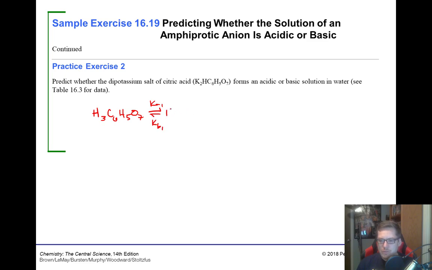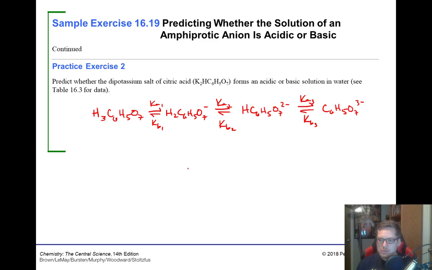And so this would form H2C6H5O7 minus. And then when it loses its second one, it'd be Ka2, and in the reverse direction, it'd be Kb2, and that would turn into HC6H5O7 2 minus. And then when it loses its last one, that would be our Ka3 and our Kb3, and that would form C6H5O7 3 minus. So we can go either direction there.